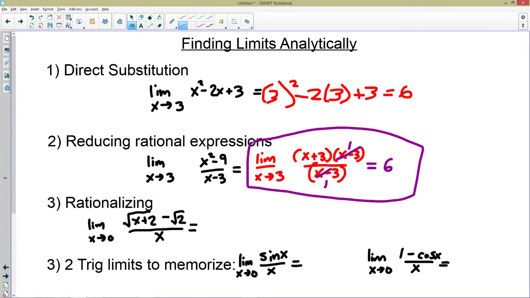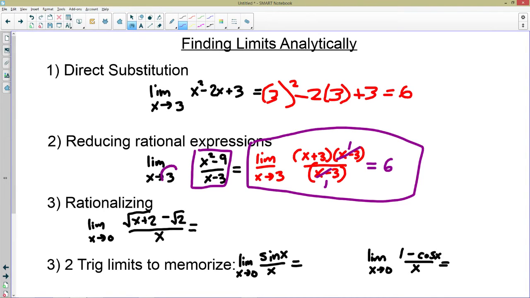You can't plug in 3 to this function here, but this function and this function, x squared minus 9 over x minus 3, and x plus 3 over 1, or times 1, is the exact same function except at the value of 3. So to the right of 3 at 3.01, it's going to give you the exact same value. And to the left of 3 at 2.99, it's going to give you the exact same value as 3.1. So we know that it's approaching the same number from left and right, because it's a hole, the only difference is at that value of 3.